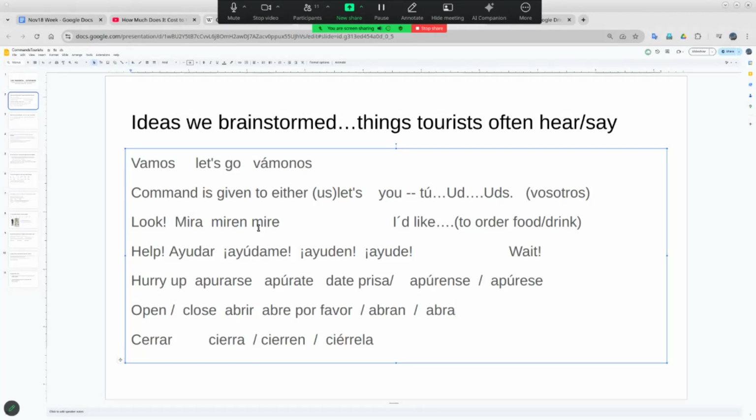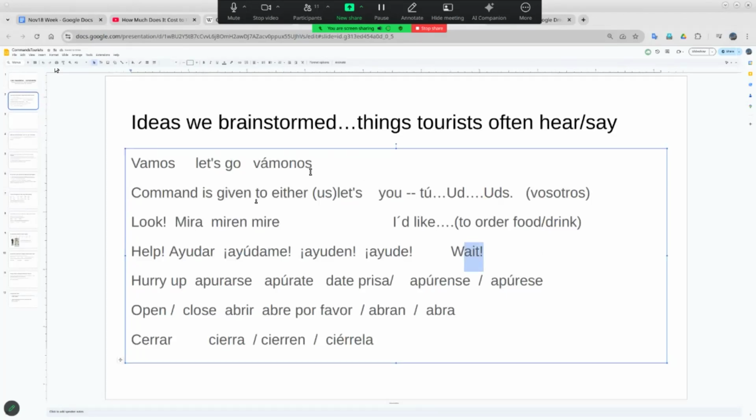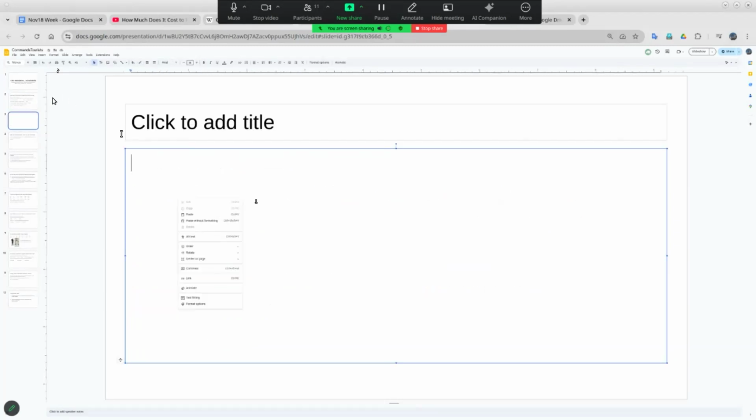Here are things you hear a lot. Oh, momento. Let's take a look at our word wait. You know what? I'm going to create another window because I want to have enough space. Necesito espacio. Aquí. Vale, bueno, wait. Wait is esperar.